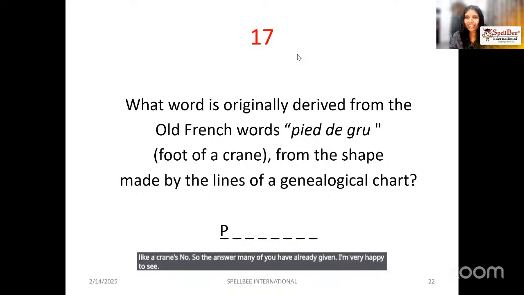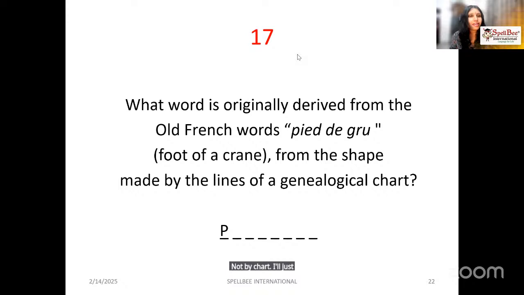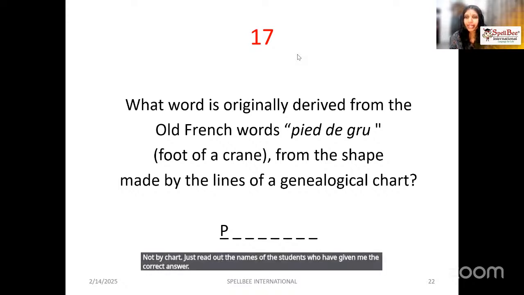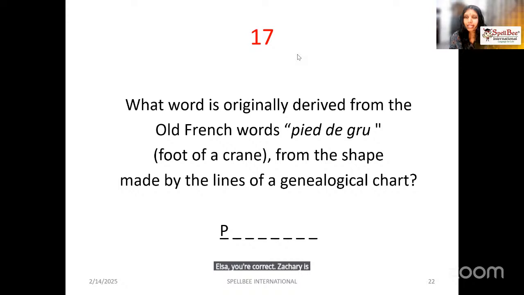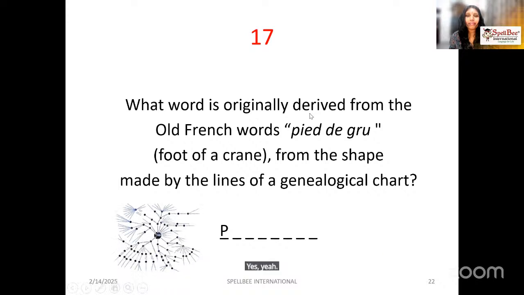I'll just read out the names of the students who have given me the correct answer. Elsa, you're correct. Zacharias, you're correct. Yarini, spelling is wrong. Sandy, you're correct. Brinda, you're correct. Surya Kiran, you're correct. That's it. Yarini, you're trying different spellings. That's great. The correct spelling is here. See how it looks like a crane's foot? The answer is pedigree.